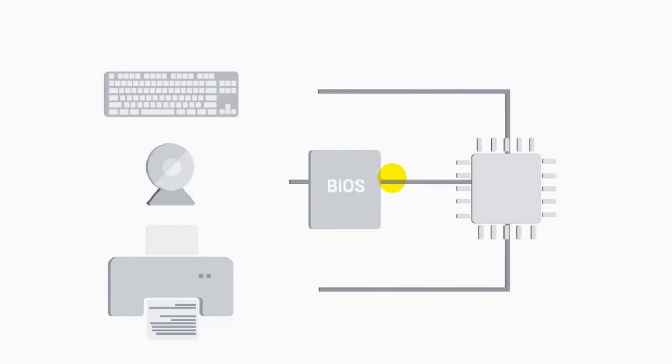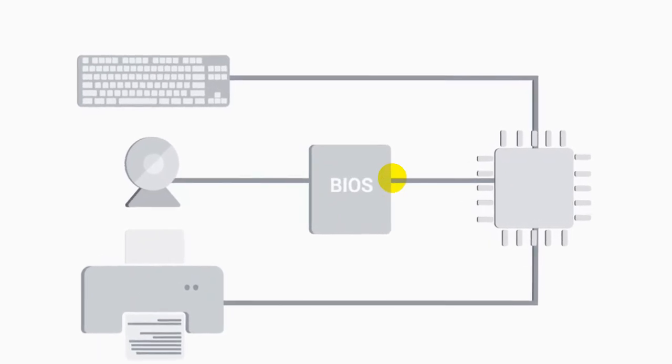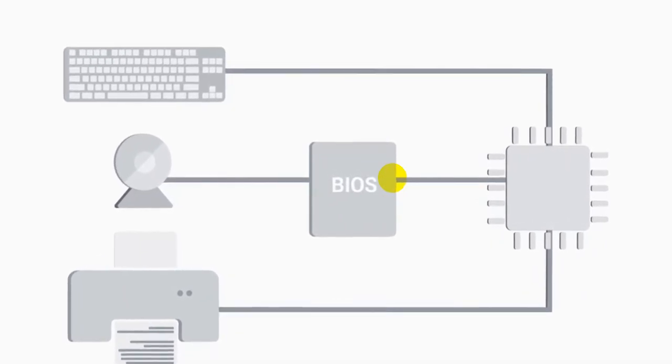Our CPU doesn't know that there is a device that it can talk to, so it has to connect to something called the BIOS, or Basic Input-Output Services. The BIOS is software that helps initialize the hardware in our computer and gets our operating system up and running.